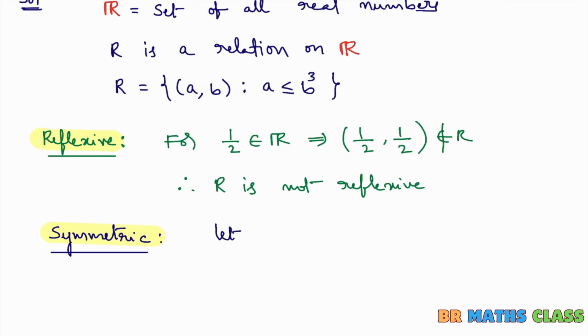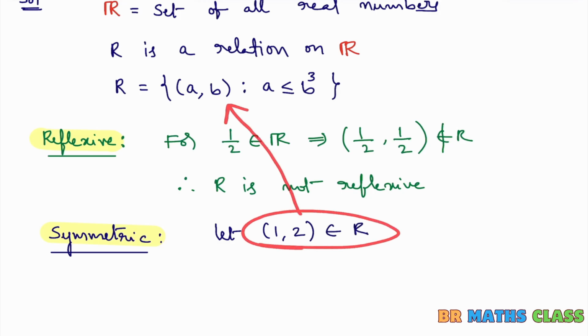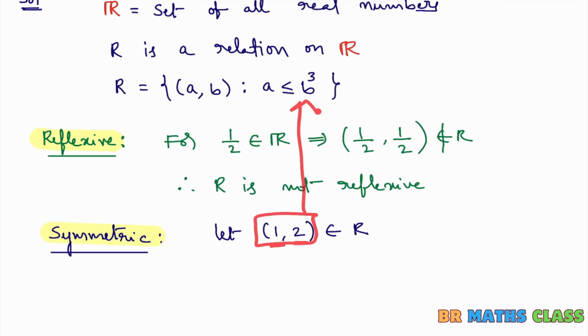I'll take one ordered pair in the relation, (1, 2). Now the point is, is this ordered pair (1, 2) in this relation? First point, 1 is a real number, 2 is a real number. Substitute this ordered pair in this: in place of a you write 1, in place of b you write 2. 2 cube is 8. 1 is less than or equal to 8. Yes, 1 is less than 8. This is true. So I can easily say that the ordered pair (1, 2) is in the given relation. Now I'll check whether the ordered pair (2, 1) is in this relation or not.